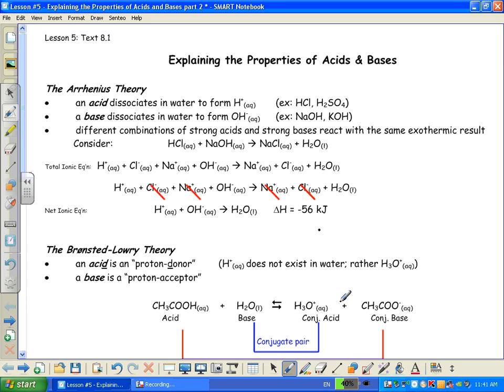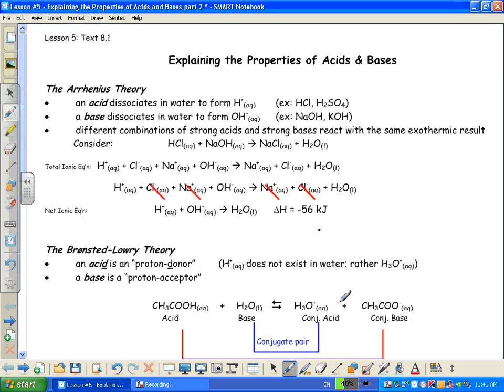Today's lesson is number 5 and can be found in your textbook in section 8.1. So today we're going to look at the properties of acids and bases. This whole chapter will be designed around acids and bases, so we do have to go back to a little bit of stuff we learned in grade 10.